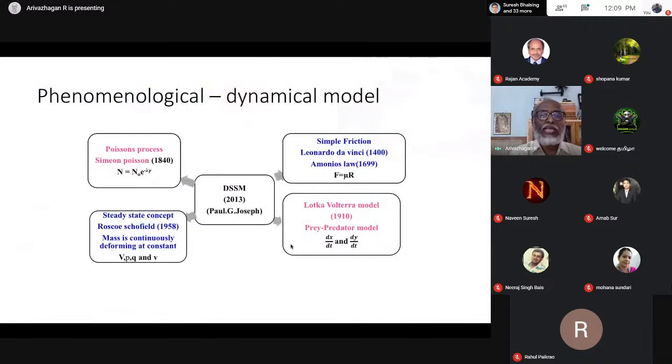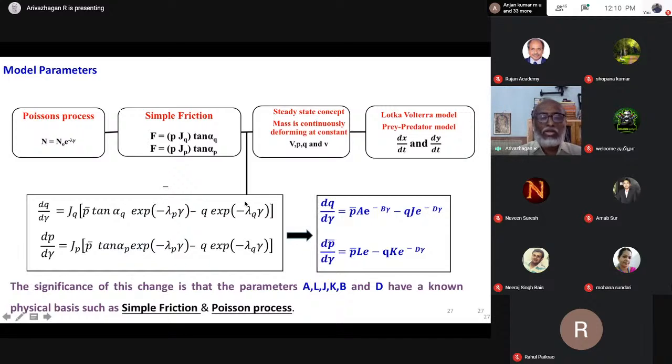So now, see here, we studied all four concepts: the Poisson process, simple friction, the Lotka-Volterra model, and the steady state concept. Now what I did was find the relations. This relation here is simple friction, then a linear differential equation. Now the next step is that I am going to combine the four basic phenomena into our soil deformation behavior. It is a very interesting one. See the beauty of the equation.